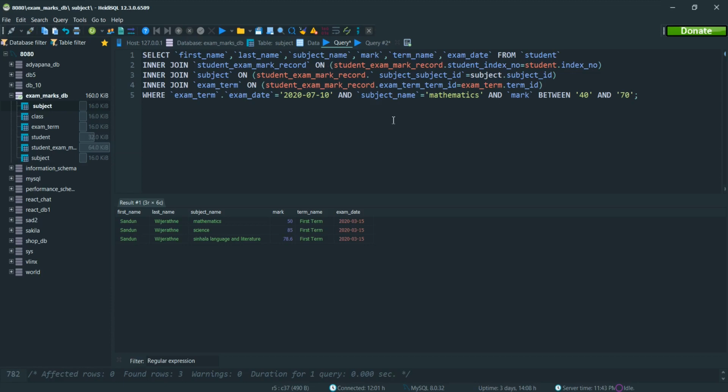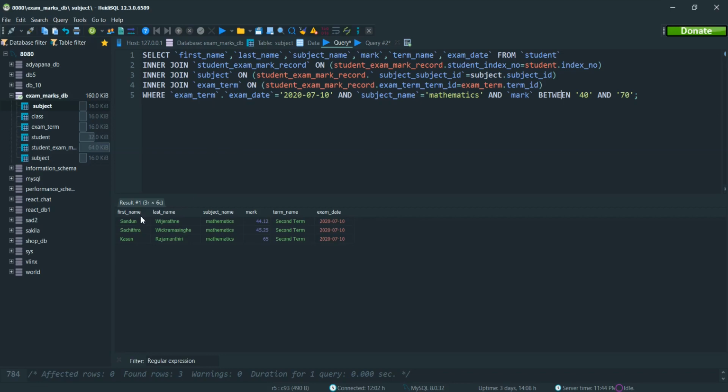we also have used 3 inner joins along with the condition to join the tables together. So here I have used the between function to get the numbers between 40 and 70. So now let's execute and see the result. So these are the results.